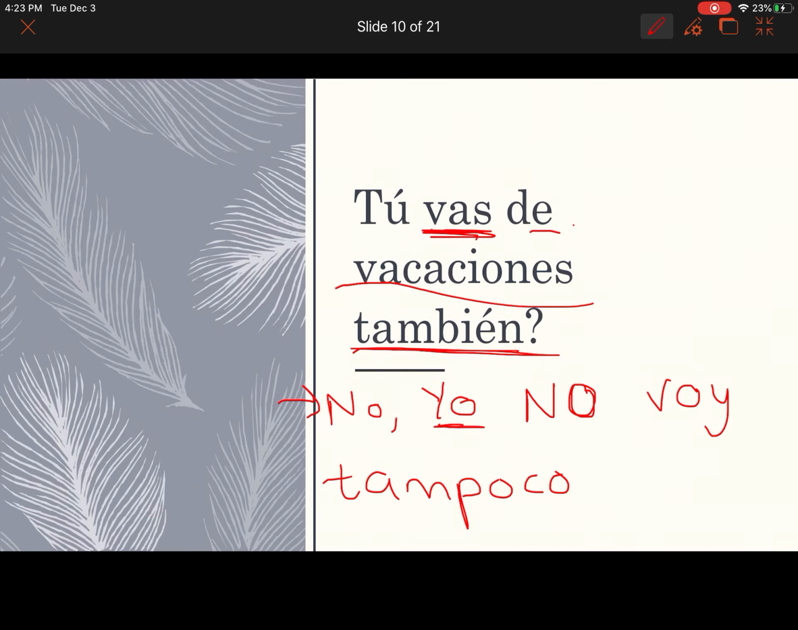We did step 1 by underlining the verb. We did step 2 by figuring out who was answering. We did step 3 by putting a no. We did step 4 by putting the right verb. And then finally, step 5, we changed the affirmative expression for the opposite negative expression. Yo no voy tampoco.